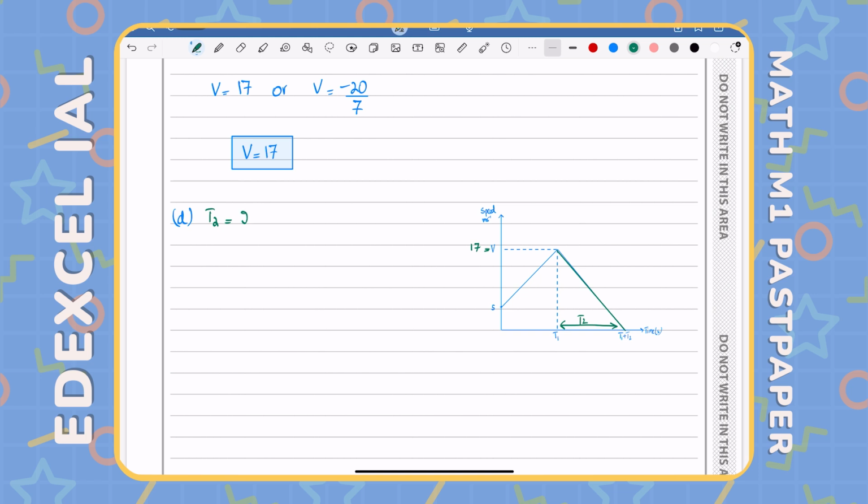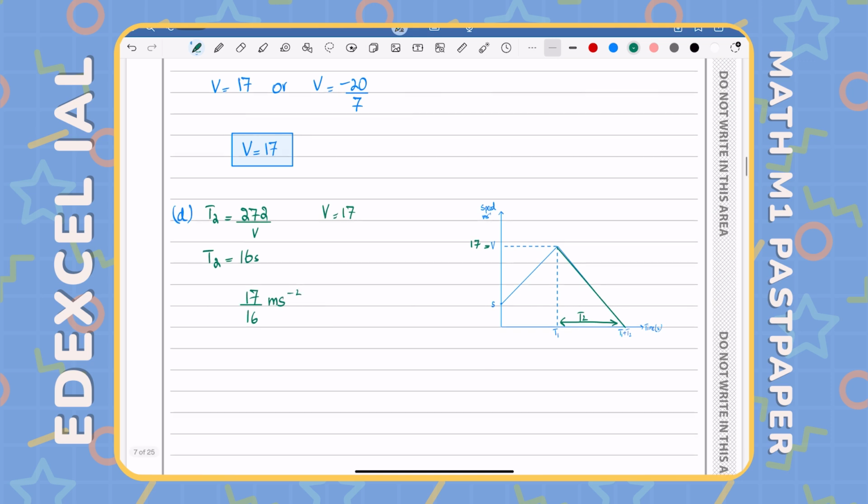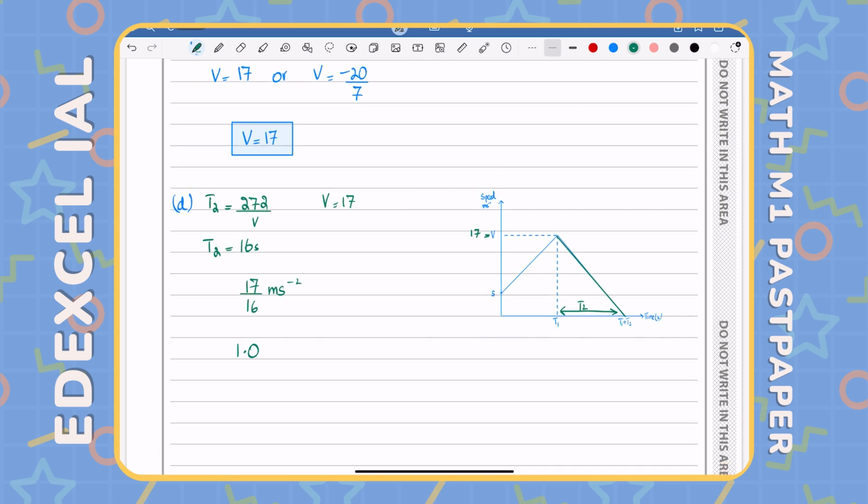So t2 was equal to 272 upon v. We found this out in part B part 2. Now we can use the value of v equals 17 to find t2, and t2 turns out to be 16. Now what is deceleration? Deceleration is basically the change in speed, which is 17, divided by the change in time, which is 16, and that's it. This is your deceleration right here. You can either leave it as this, or you can write it as 1.0625 meter per second square.